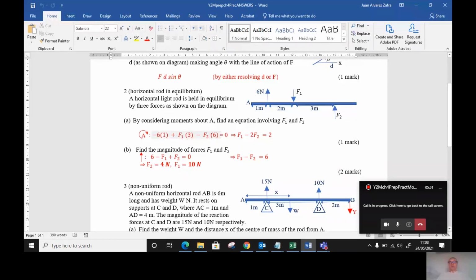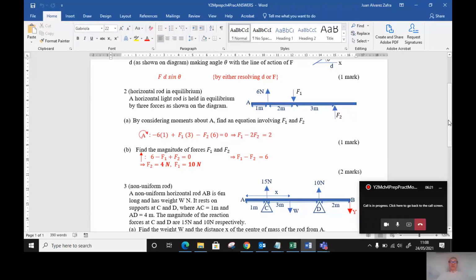And if the rod is in equilibrium, the sum of all the moments must be equal to 0, just as when we were resolving vertically or horizontally, the resultant in any direction is also 0. In moments, we can use the fact that if something's in equilibrium, the total turning effect, that is the total moment about any axis, is going to be 0. And if we work this out, we get minus 6 plus 3F1 minus 6F2 equals 0. If we divide by 3 and rearrange, we get F1 minus 2F2 equals 2.